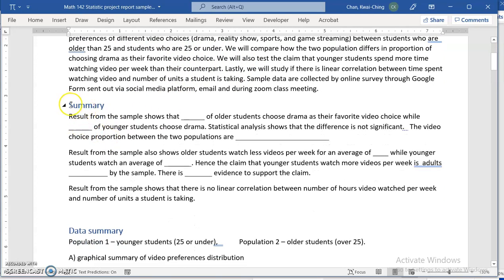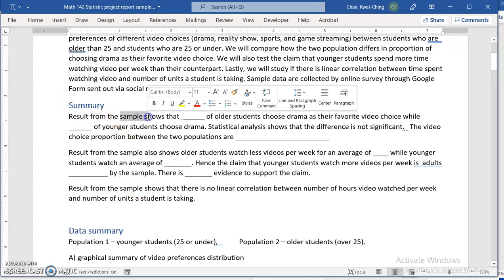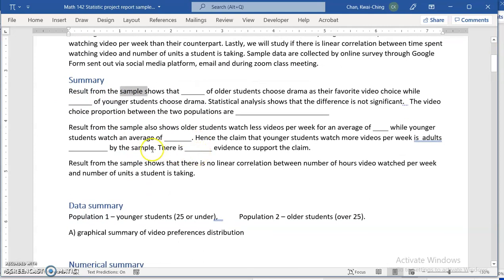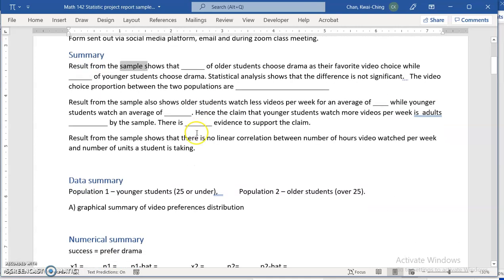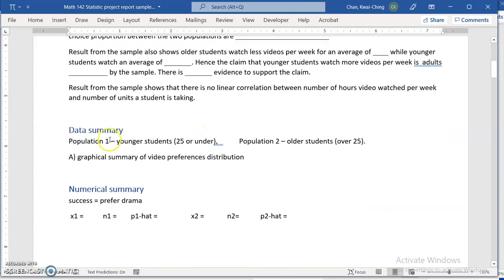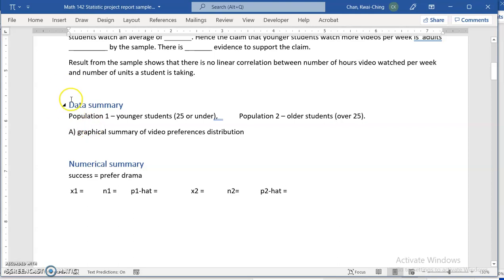Then you summarize the data that you collected. Basically, talk about your samples, and also the result of your statistical analysis, which I will fill out after I do the statistical analysis. And then you will start to do your data summary.